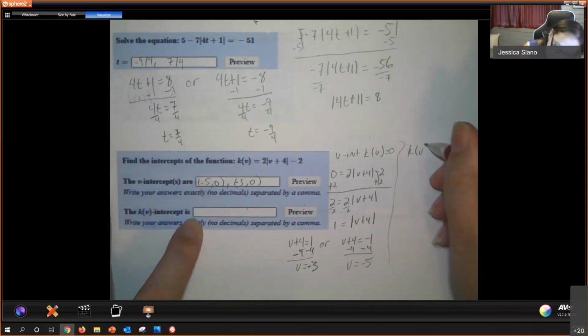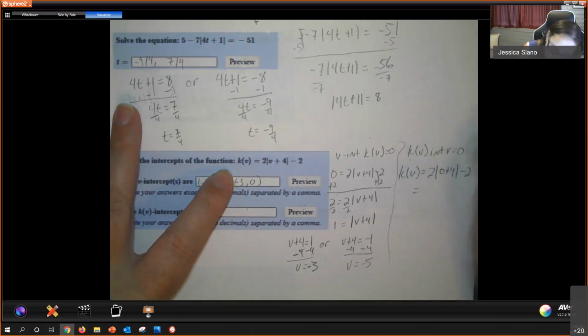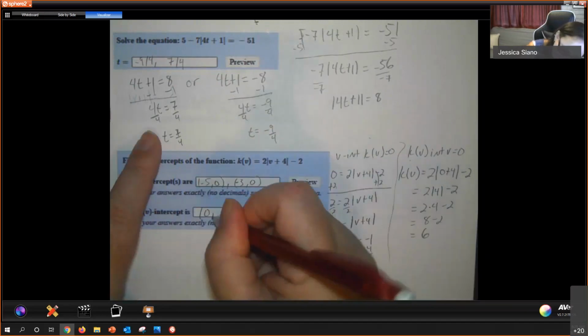Okay, so for the k of v-intercept, we make v 0. So this would be k of v equals 2 times the absolute value of 0 plus 4, minus 2. 0 plus 4 is 4. The absolute value of 4 is 4. That gives 8, minus 2 is 6. So then this would be (0, 6).